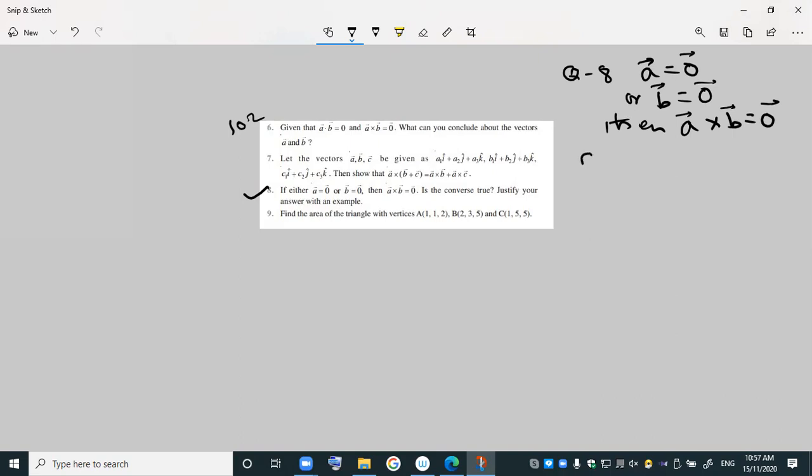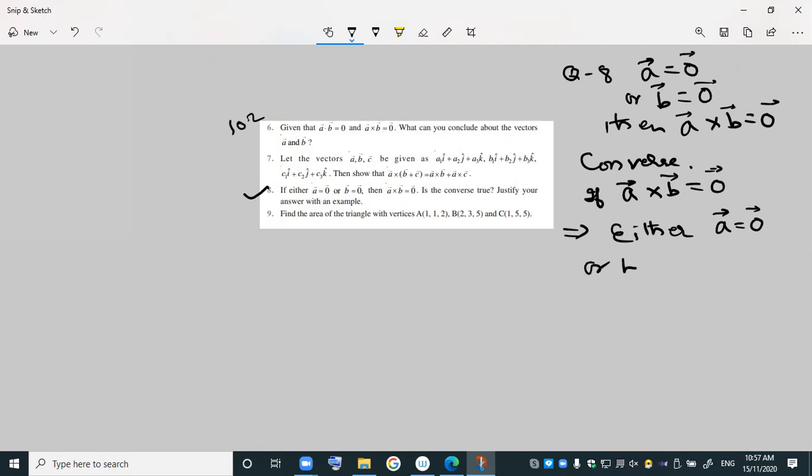Yes, it is true. Is the converse true? Justify your answer. Converse means: if A cross B is equal to 0 vector, this implies that either A vector will be 0 vector, or vector B will be 0 vector, or A will be parallel to vector B.